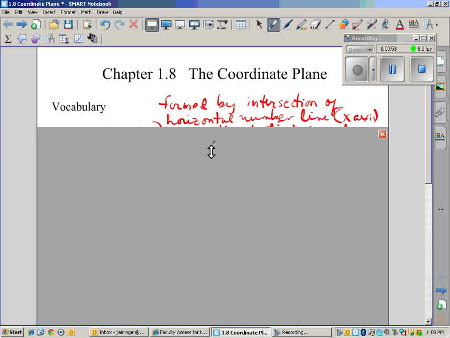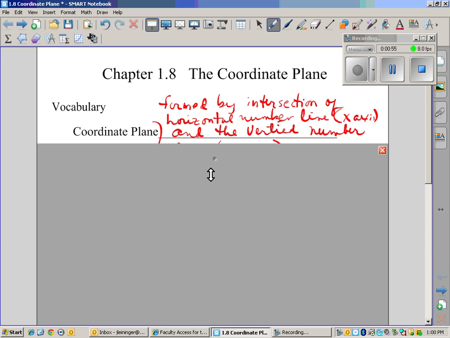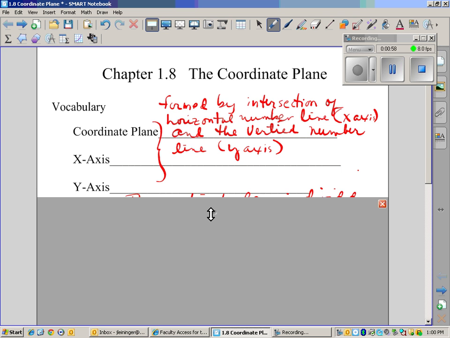We're going to start with coordinate plane, the x-axis, and the y-axis all together, because the coordinate plane is actually formed by the intersection of the x-axis, which is our horizontal number line, and the y-axis, which is our vertical number line. The coordinate plane looks like something you guys used to play Battleship with, where you can identify how to move on the x-axis and the y-axis and identify a particular point.